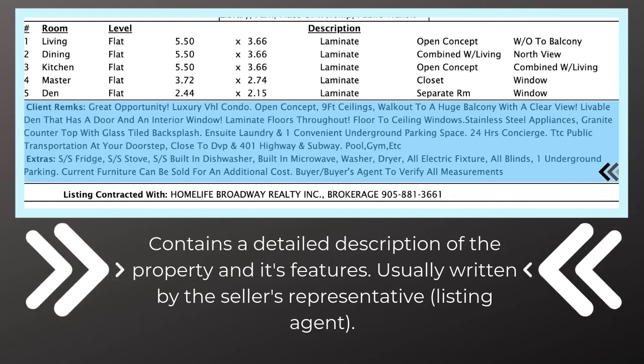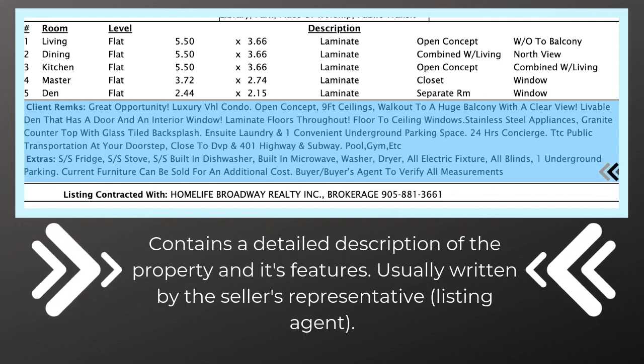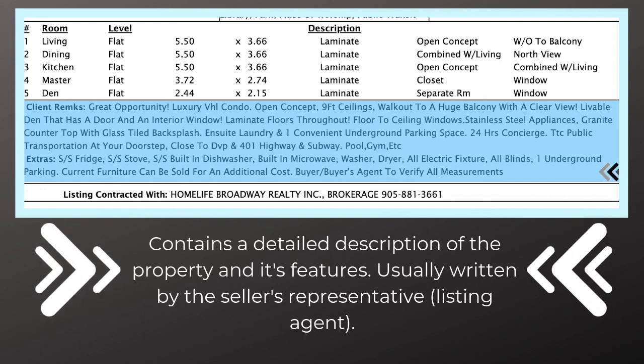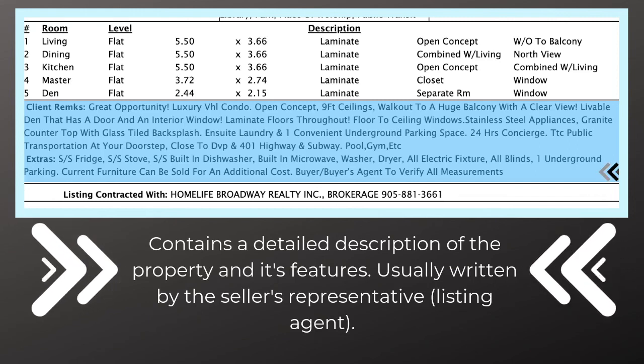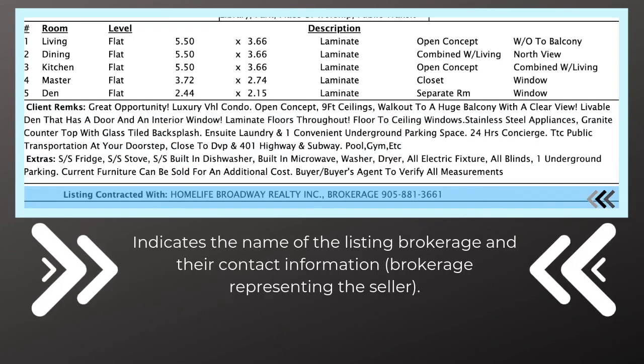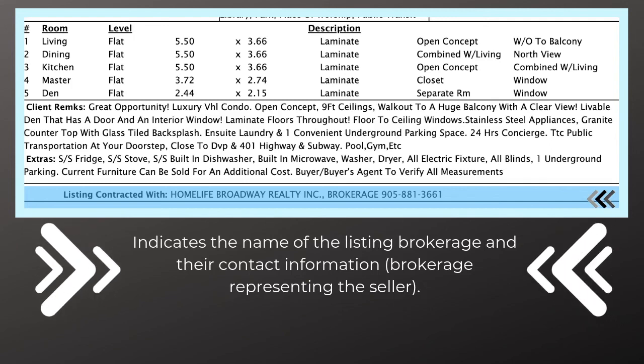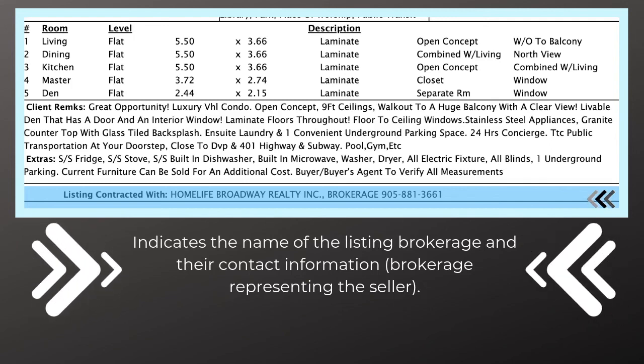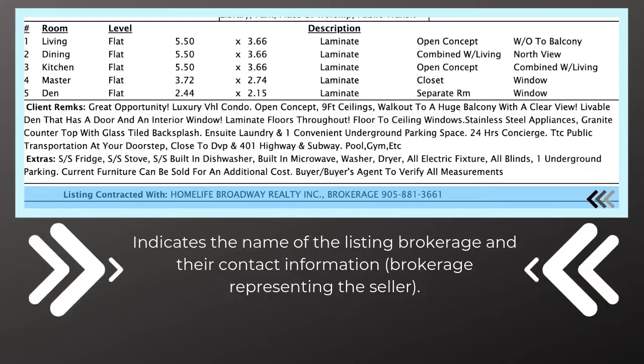This next section here contains descriptions of the property and its features, usually written by the seller's representative, aka the listing agent. Here we are at the final section. This indicates the name of the listing brokerage and their contact information, the brokerage that represents the seller.